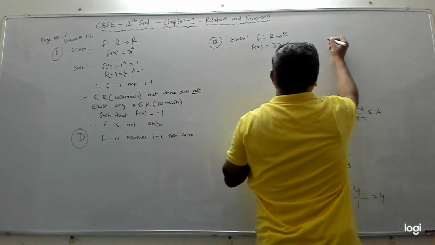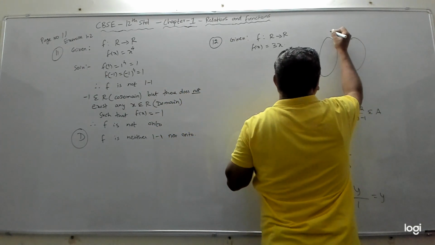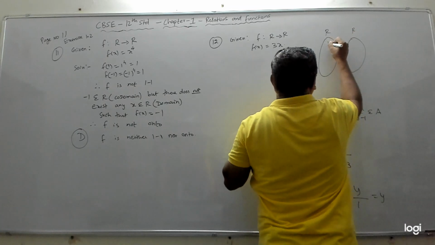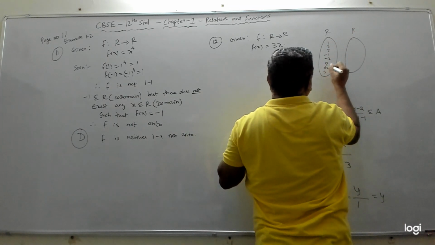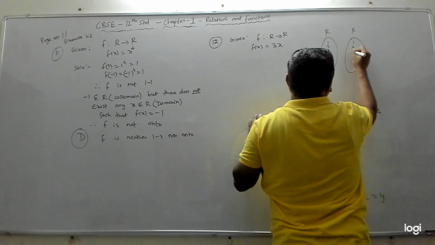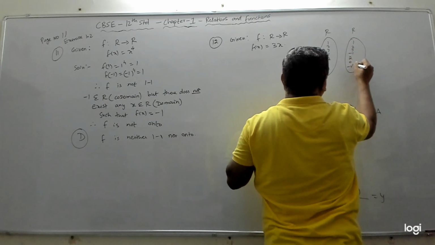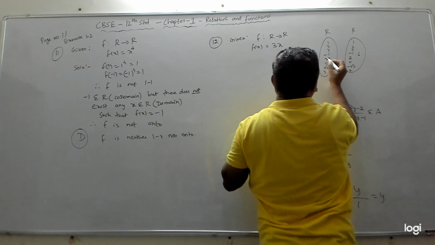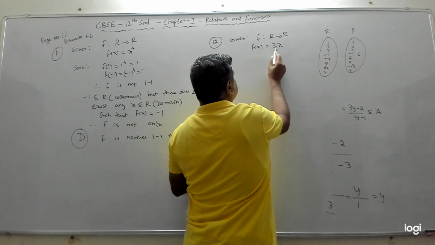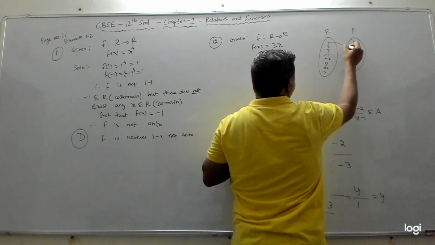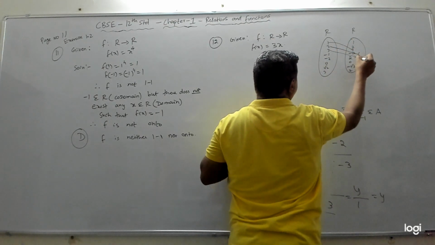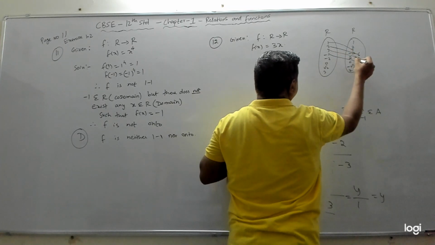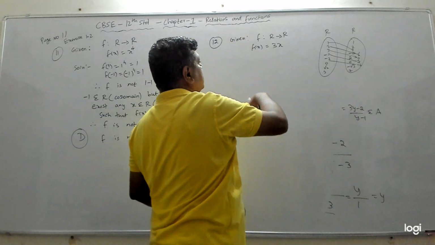If you try to draw the arrow diagram, with 1, 2, 3, minus 1, minus 2, 0, root 2 and so on in the domain, and 1, 2, 3, minus 1, 2, 0, root 3, minus root 3, 6 and so on in the codomain. So 1 will go to where? f of 1 is 3 into 1, that is 3. 1 will go to 3, 2 will go to 6, 3 will go to 9, minus 1 will go to minus 3, minus 2 will go to minus 6, because it is 3 into x.